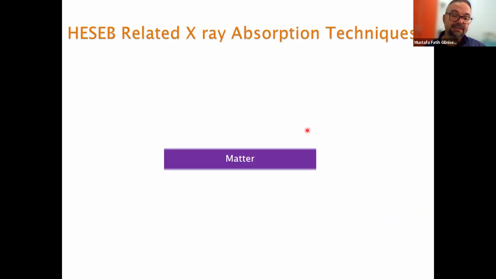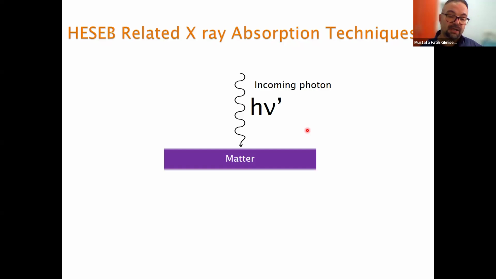Okay, let's look at soft X-ray absorption in a material from the HESEB perspective. Here again are our incoming photons, and here are the transmitted photons.